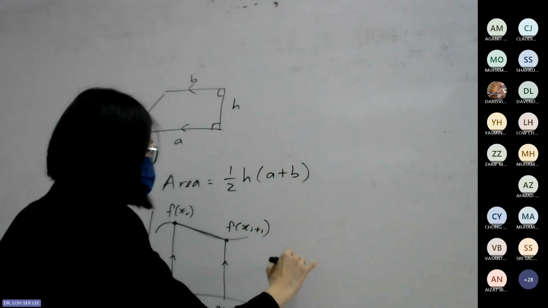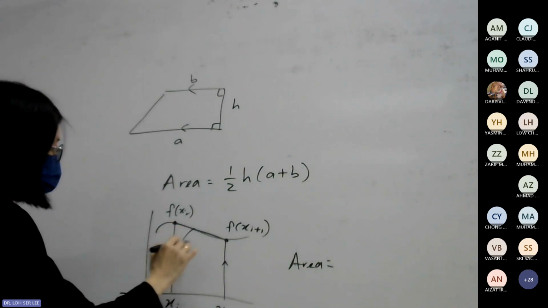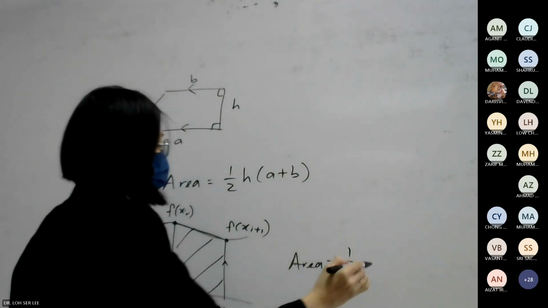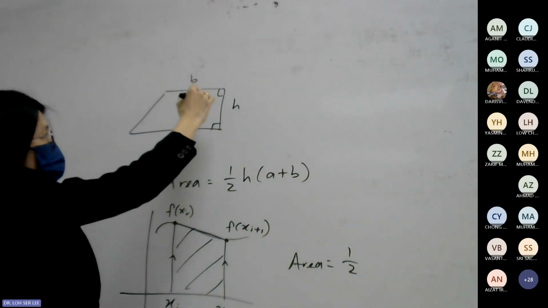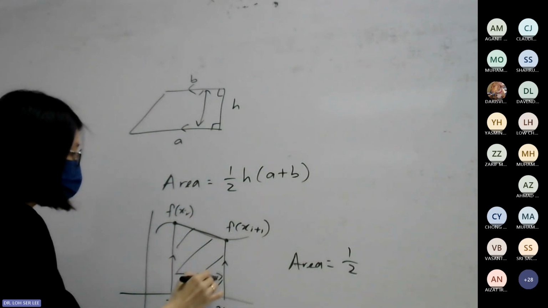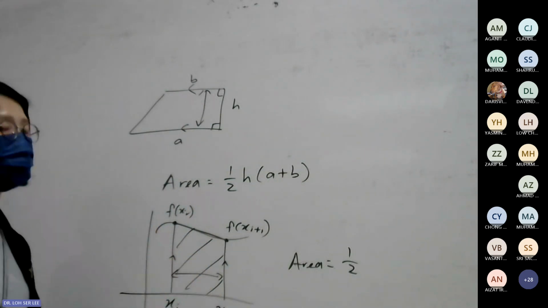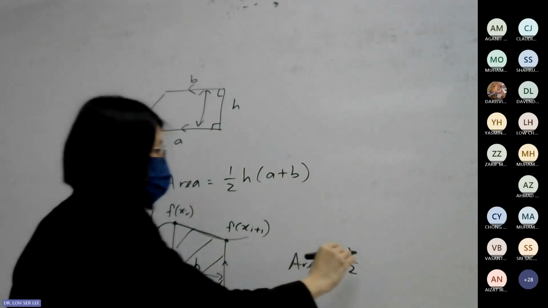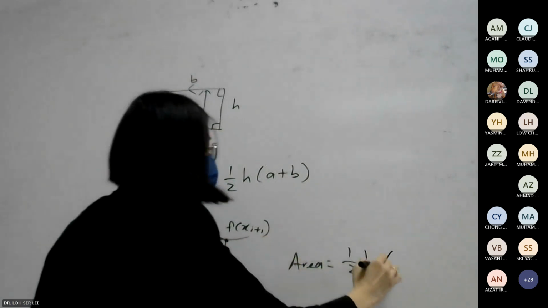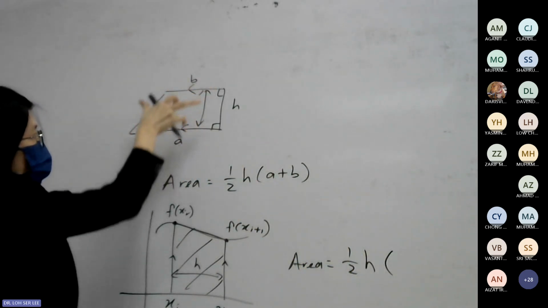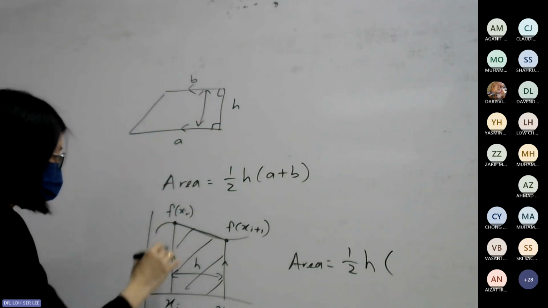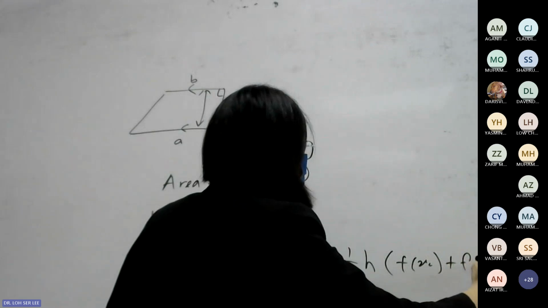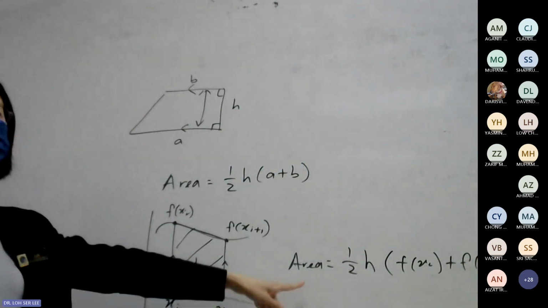Okay, so the area of this, if we use the trapezium, it will be 1/2 times the h. The h is the distance between the two parallel lines, that means this one. This one is the h, the step size. And the sum of the lengths of the two parallel lines, that means this is f(x_i) plus f(x_i plus 1). Okay, so we get this.